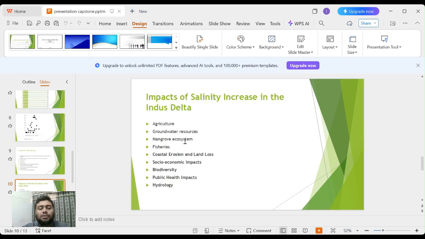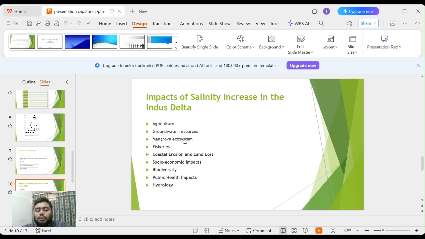So what are the impacts of salinity in the delta? First one, very important, is agriculture. Agriculture is one of the sectors most severely affected by salinity. Major impacts include reduced soil fertility due to salt accumulation, lower germination rates, and poor crop growth, declining yields of wheat, rice, vegetables, and other crops, abandonment of agricultural land because irrigation with saline water becomes uneconomical, and increased irrigation requirements to flush salts from the soil. These are the impacts on agriculture.